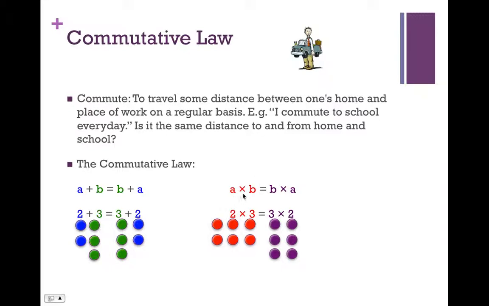Now it follows in multiplication that if we start with value a and multiply that value by b, we will get the same result if we started with b and multiplied that value by a. So let's look at the example here. 2 times 3, we have 2 rows of 3 columns, which is 6, and that equals the same as 3 rows of 2 columns, which also equals 6.